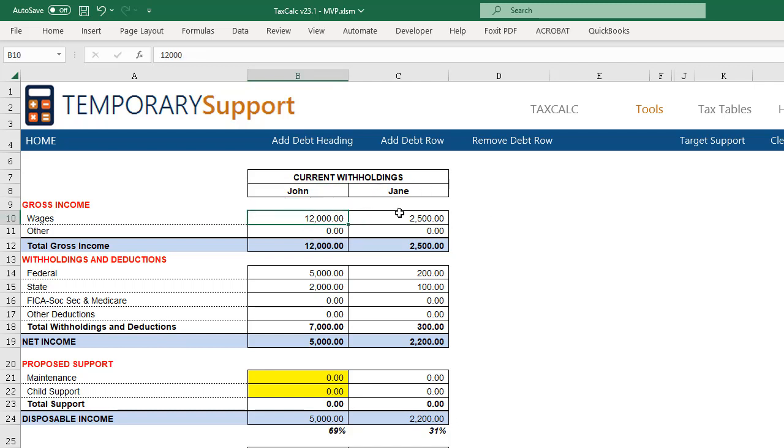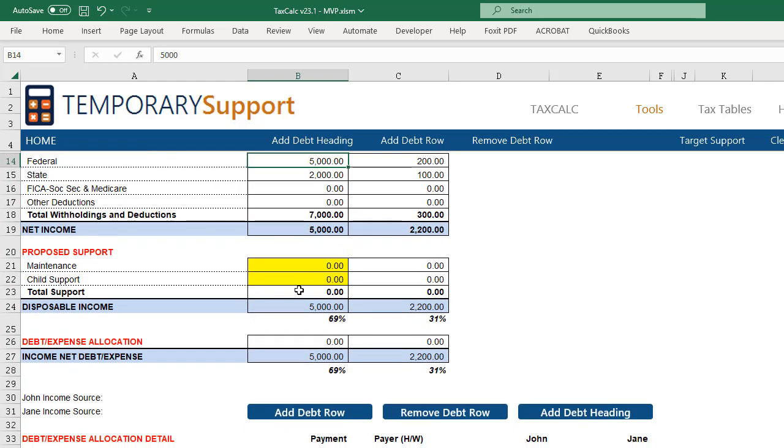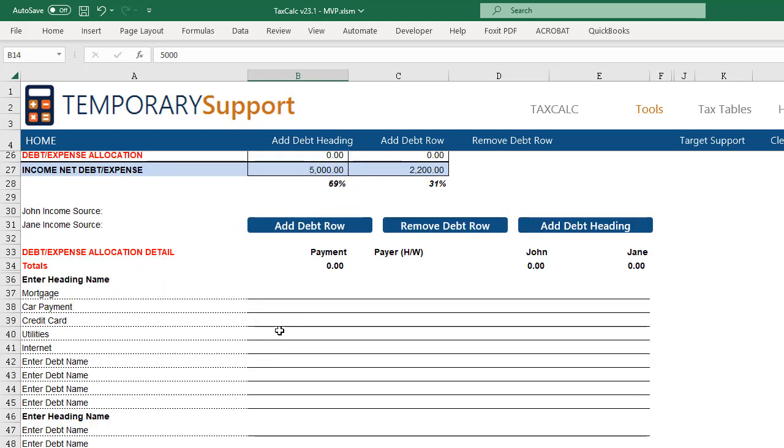I have entered in the gross income for both parties, and this is really where you would take a look at one's pay stub and try to enter in their actual take-home income. So the gross amount, you can plug in the federal, state, any deductions, trying to get a more accurate net amount for two parties.